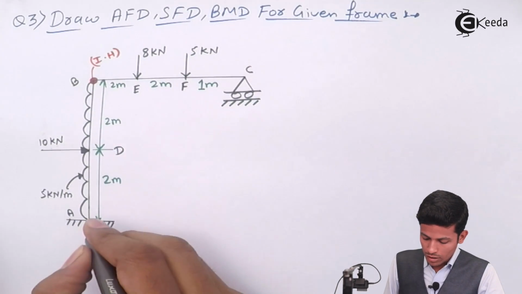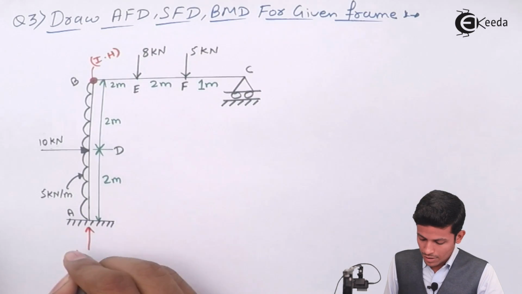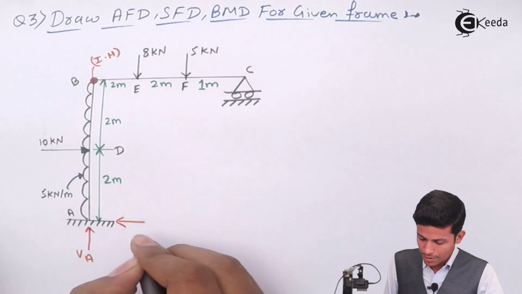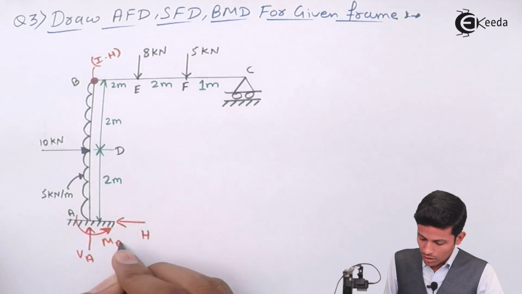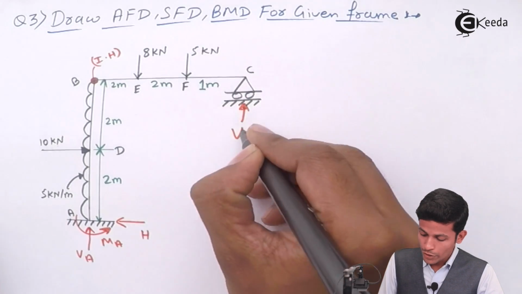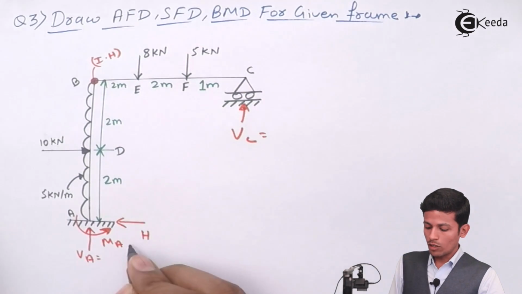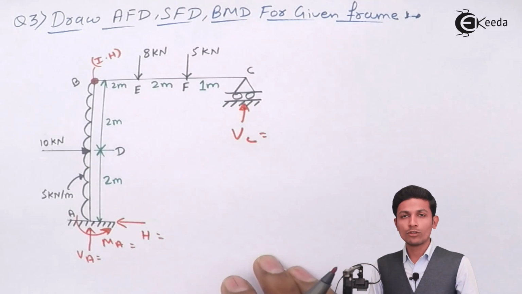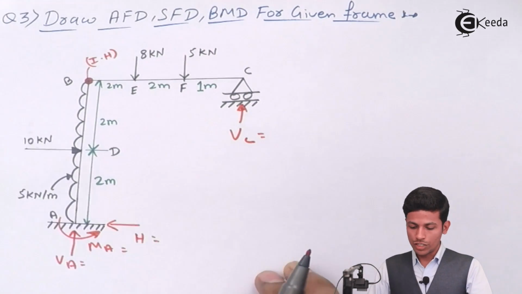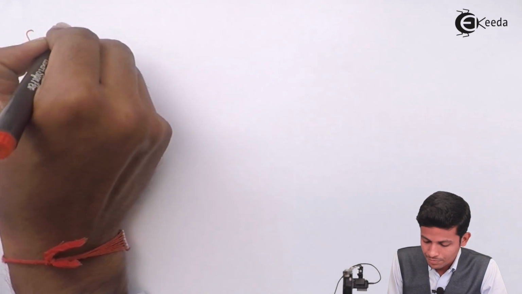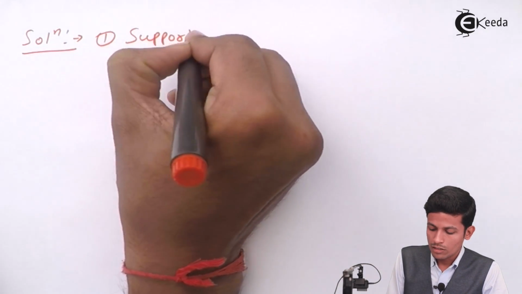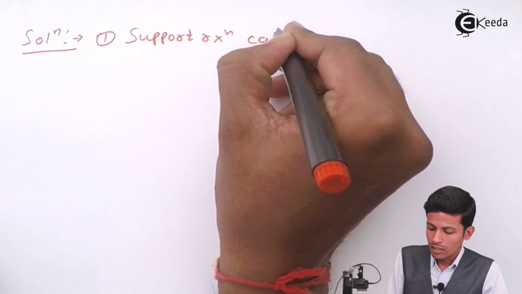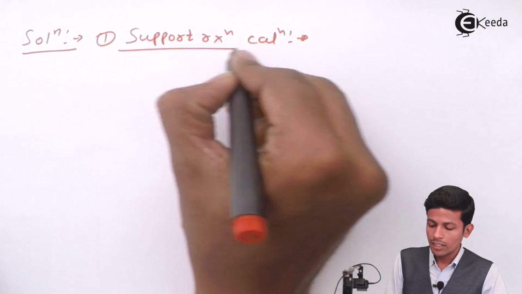See, this is unknown, this is your VA part and this is your H part, and this is the moment MA, and this is also unknown, this is VC. Now we know all the values first. How do you find the values first? Find out the support reaction calculation. Okay, now let's start with the solution. First we have to calculate the support reactions.